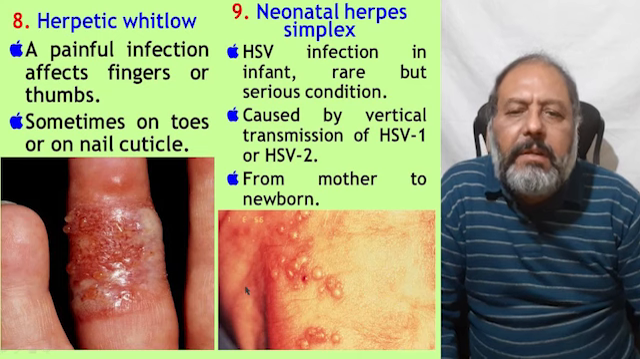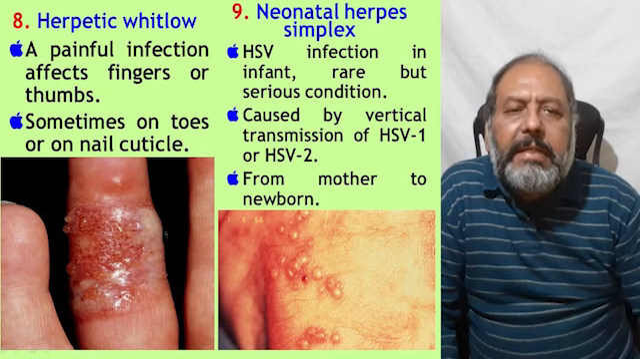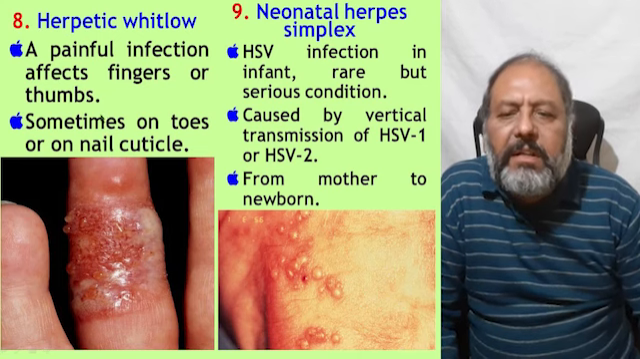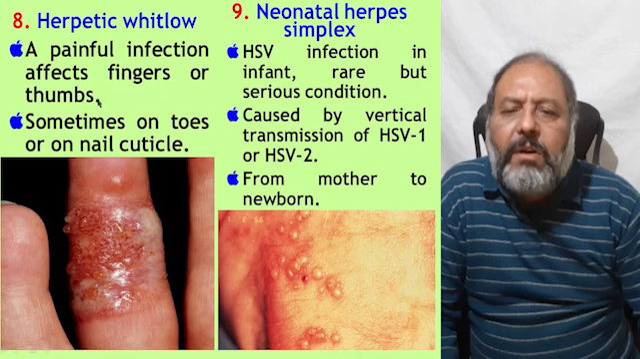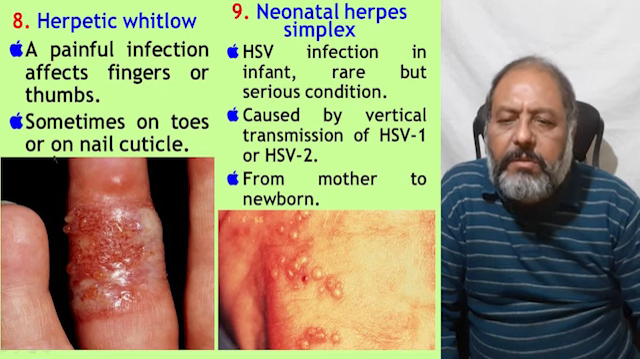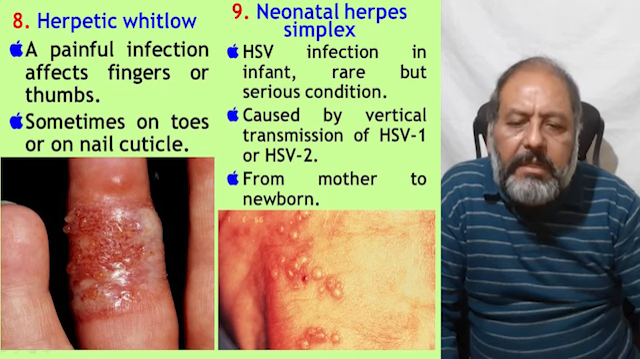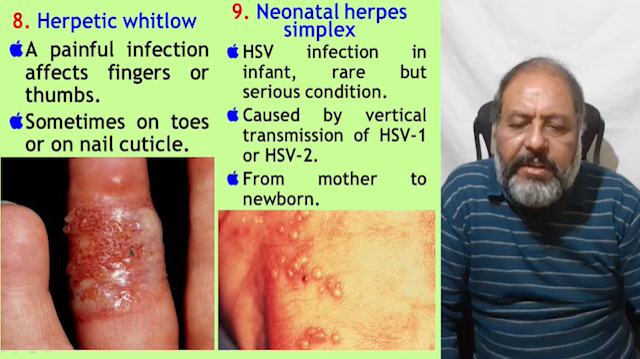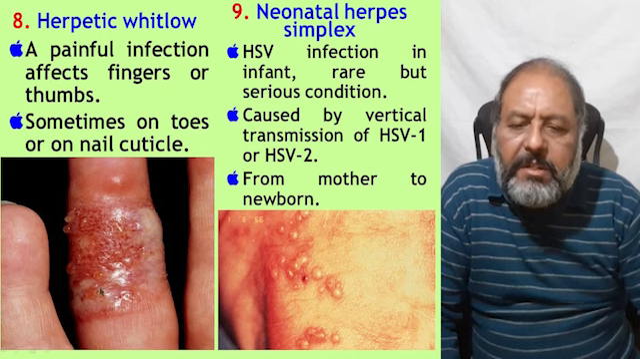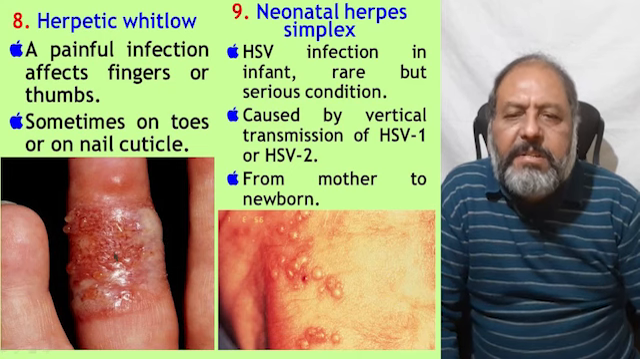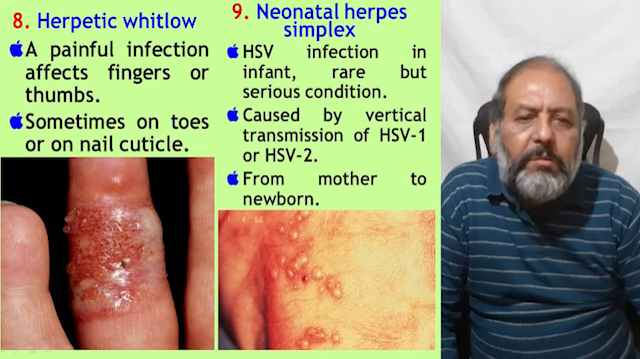Number eight is herpetic whitlow. It is a painful infection affecting the fingers or thumb, sometimes the toes or the nail cuticle. Here one can see the finger which has the blister, and that is the presentation of herpetic whitlow.